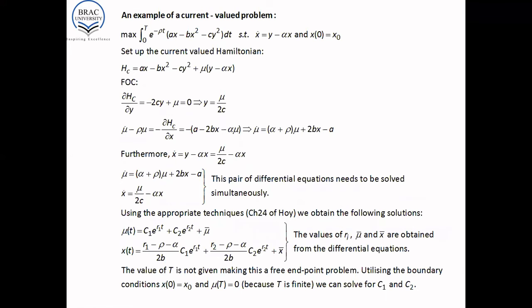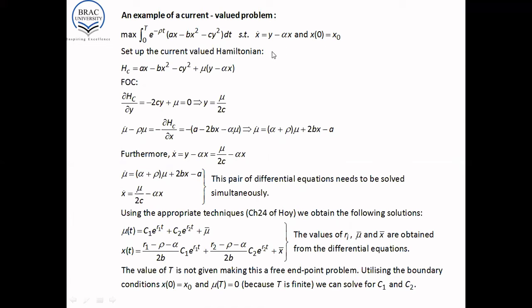So let's look at an example of a current valued problem. You want to maximize, between the lower limit of 0 and the upper limit of capital T, e to the power minus rho t, it's a current valued problem, times ax minus bx squared minus cy squared dt, subject to x dot is equal to y minus alpha x and x of 0 is equal to x naught.